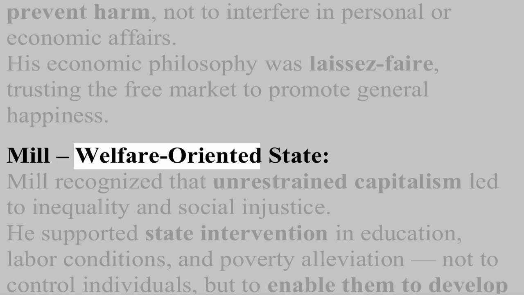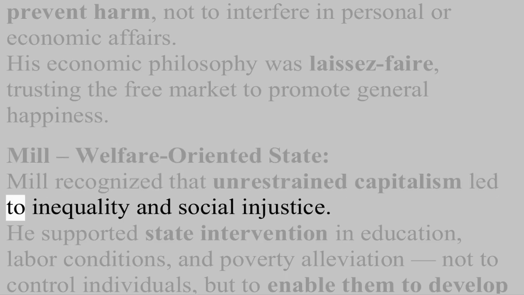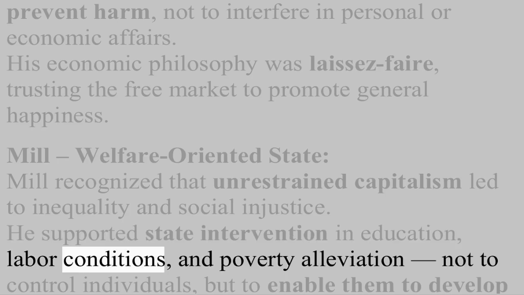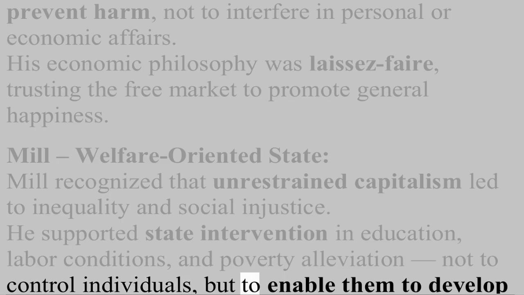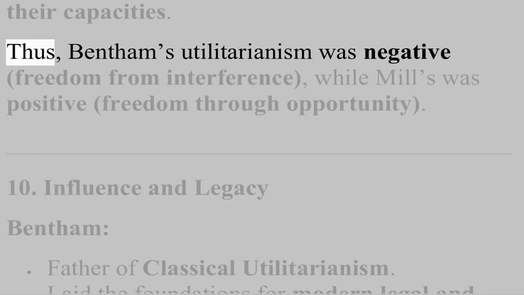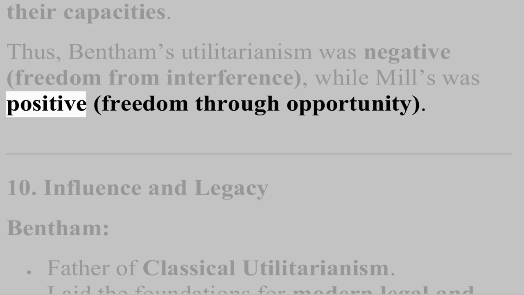Mill: welfare-oriented state. Mill recognized that unrestrained capitalism led to inequality and social injustice. He supported state intervention in education, labor conditions, and poverty alleviation, not to control individuals, but to enable them to develop their capacities. Thus, Bentham's utilitarianism was negative, freedom from interference, while Mill's was positive, freedom through opportunity.